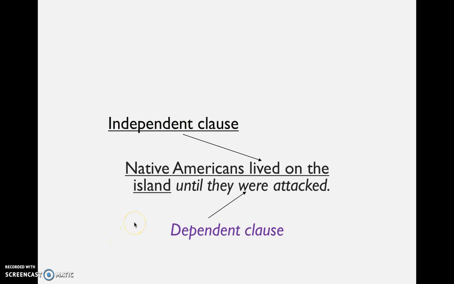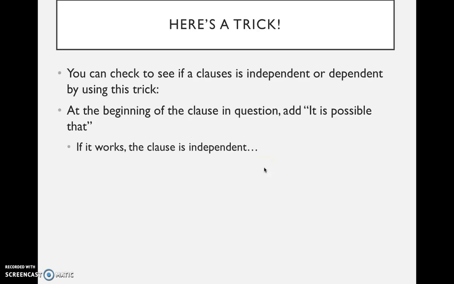So here's an example. Native Americans lived on the island until they were attacked. Native Americans lived on the island could be a sentence, but if I took the rest of it away and I just had until they were attacked, it's got a subject, it's got a verb, but this could not be its own sentence. And the subject is Native Americans and lived for the independent clause.